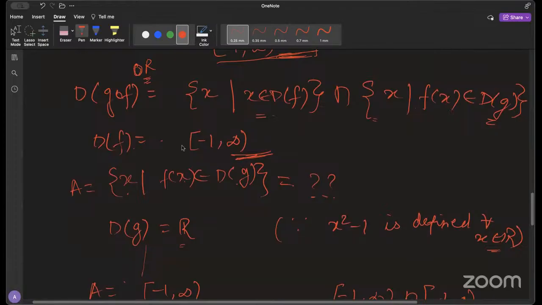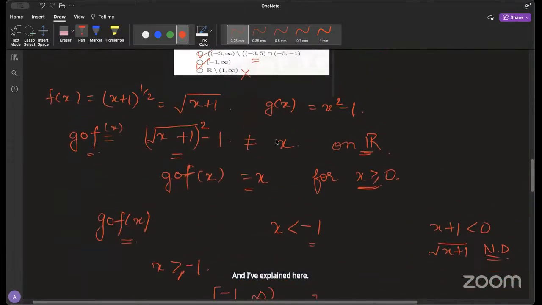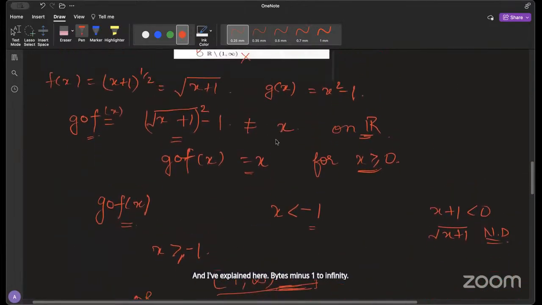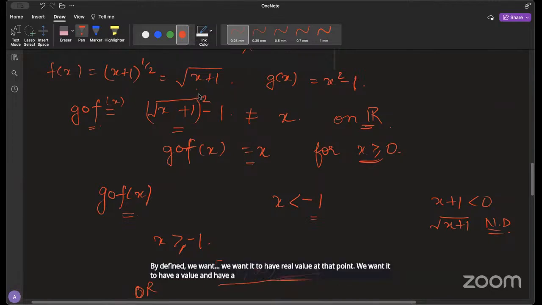So the domain of F we've already calculated, it's -1 to infinity, and I've explained here why. Because for this to be defined, this is your Fx. When we say X is in the domain of F, we mean that we want the function to be defined on it. By defined, we want it to have a real value at that point. We want it to have a unique value at that point, right?